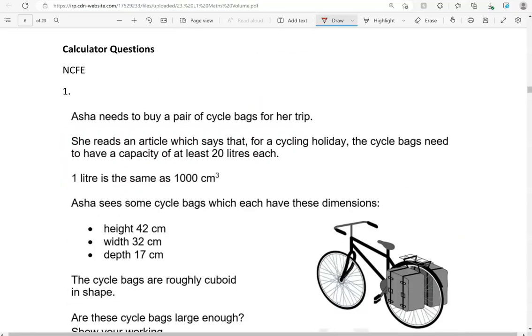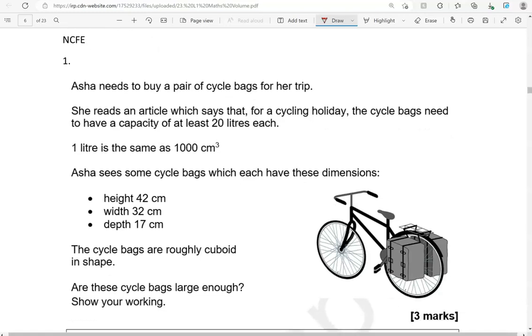We now move into the calculated questions. Asha needs to buy a pair of cycle bags for a trip. She reads an article which says that for a cycling holiday, the cycle bags need to have a capacity of at least 20 litres each. 1 litre is the same as 1000 cubic centimeters. Asha sees some cycle bags which each have these dimensions: height 42 centimeters, width 32 centimeters, depth 17 centimeters. The cycle bags are roughly cuboid in shape. Are these cycle bags large enough?